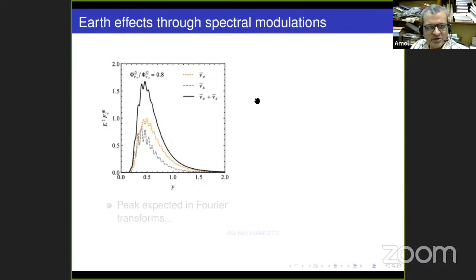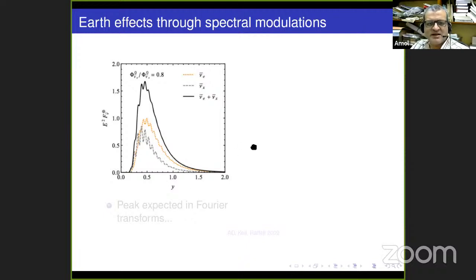Let's go to the next effect, which we did discuss yesterday, which was the Earth matter effects. Remember that we saw if neutrinos have to travel through the Earth to reach the detector, it is possible that the final spectra will have these kinds of oscillations in them as a function of energy. This Y is actually 1 over energy. So this is that impact.